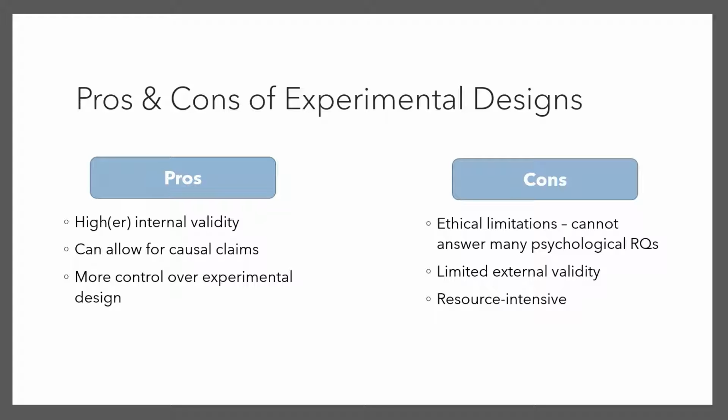Drawbacks to experimental designs include ethical limitations. So often there's no way to randomly assign participants on focal variables in psychology. You can't randomly assign people to have a mental illness or commit a crime or even undergo a new treatment in many cases. Sometimes there's limited external validity, which means that the effect of the independent variable on the dependent variable may hold in a highly controlled research setting, but may not actually happen outside the lab in the real world. Finally, you can imagine how resource-intensive experimental designs can be, as many aspects of the experiment must be anticipated and often held constant for all participants.